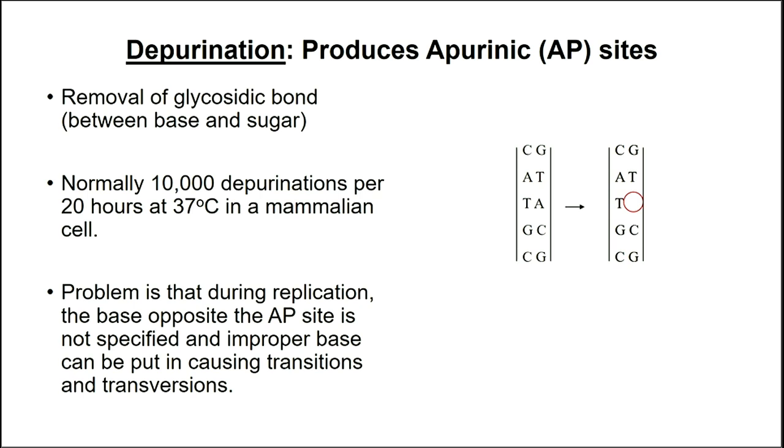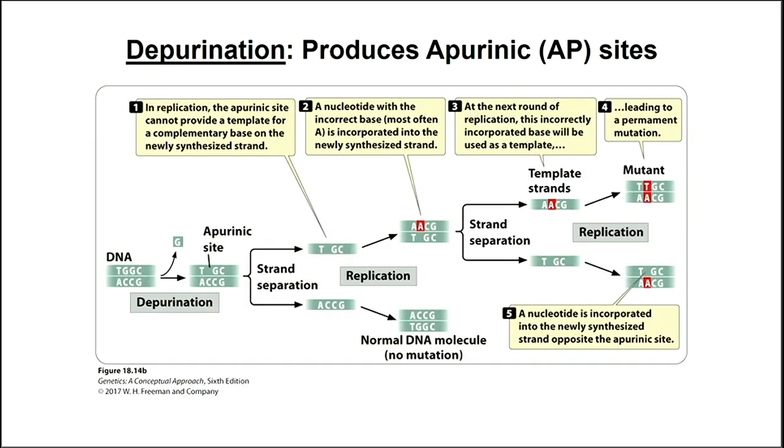But what happens if we go to replicate this DNA before we fix it? Remember, in DNA replication, we're going to separate the two strands. And when we separate the two strands, now we're going to have a strand basically with a hole. And the DNA polymerase is not going to know what to do. So here is an image showing that. So here we have our depurination event. And in this example, we removed a G. So we have our apurinic site.